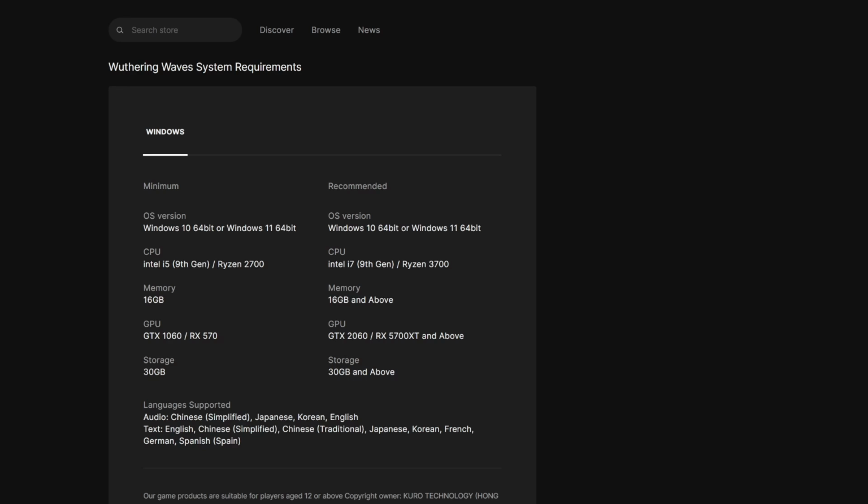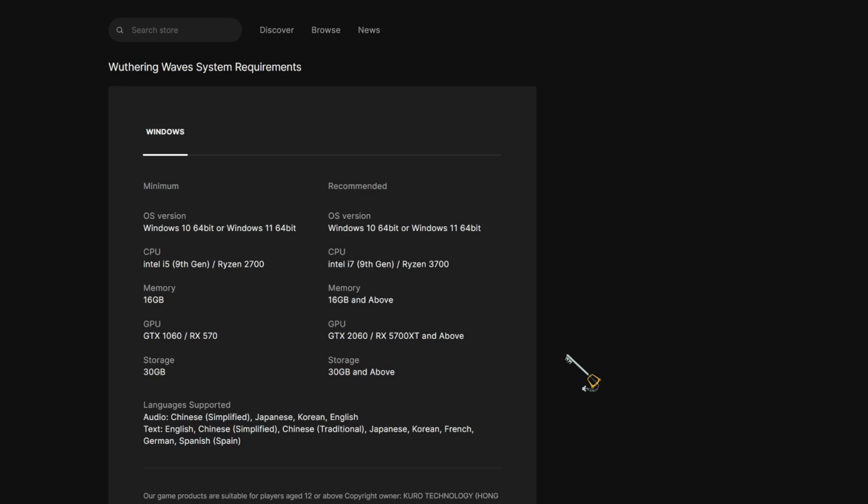And then for storage, you are going to need at least 30 gigabytes of storage. So I would say definitely have more than 30 gigabytes of storage because we don't know if there might be a day one patch and we don't know exactly how big the game is going to be. Oh yeah, if you look at recommended here, storage 30 gigabytes and above. So you definitely are going to want to have more than 30 gigs available on your computer before you try downloading this game.